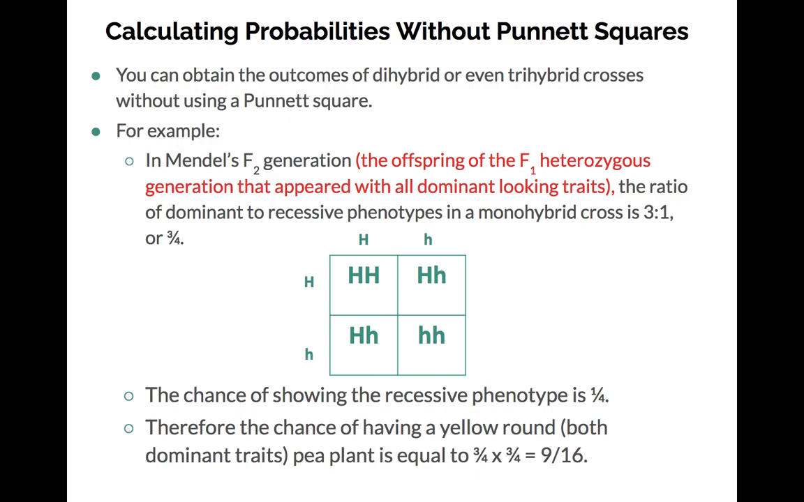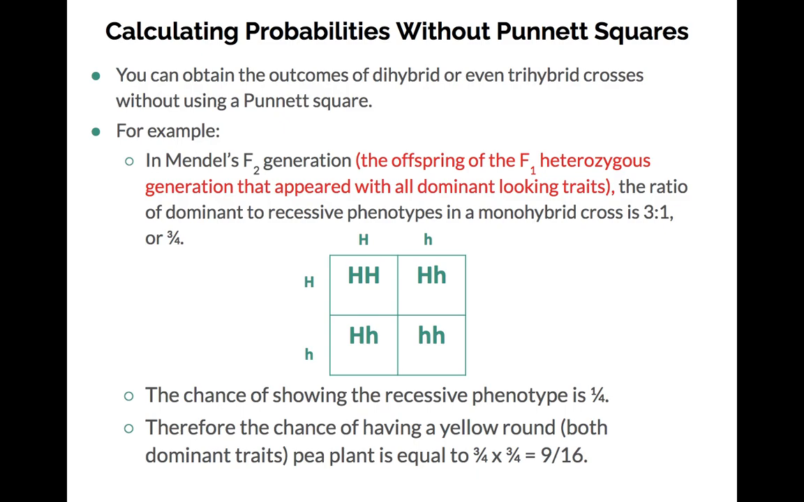Now that we've gone through a couple of practice problems with dihybrid crosses, you're probably thinking, this is very detailed, very long. Is there any other way to do this? Yes, there is. We can also obtain outcomes of dihybrid or even trihybrid crosses without using a Punnett square, and instead use probabilities. For example, in Mendel's F2 generation, which was the offspring of the F1, the F1 looked like they were all dominant, however, they were heterozygous.